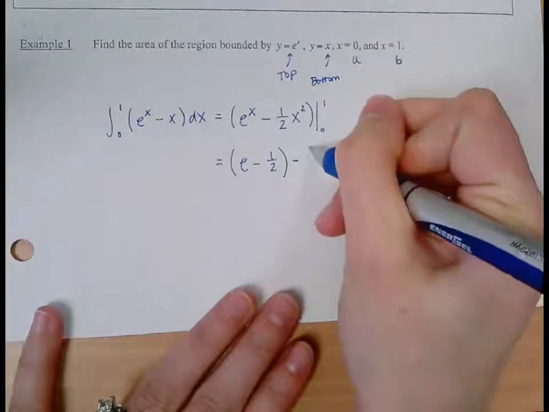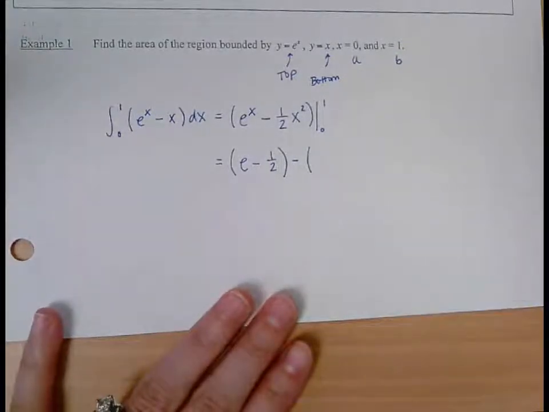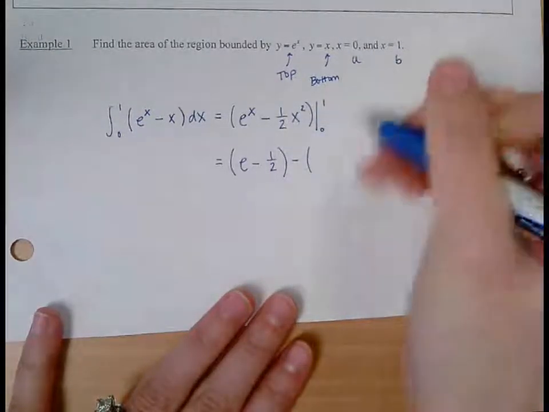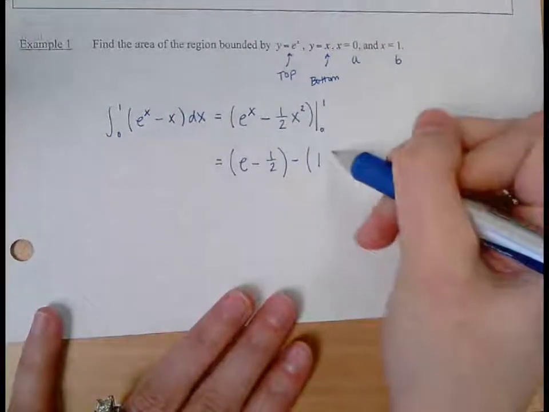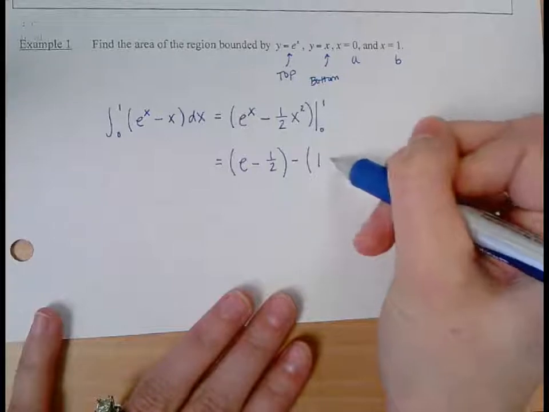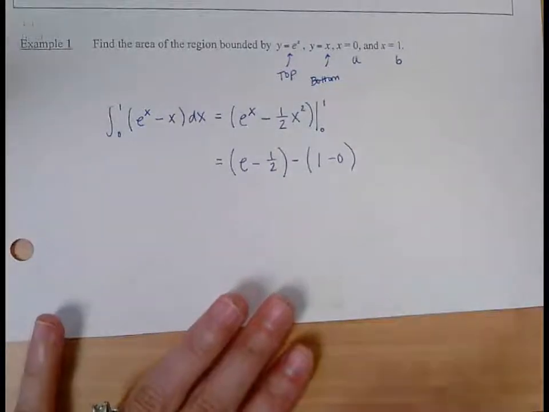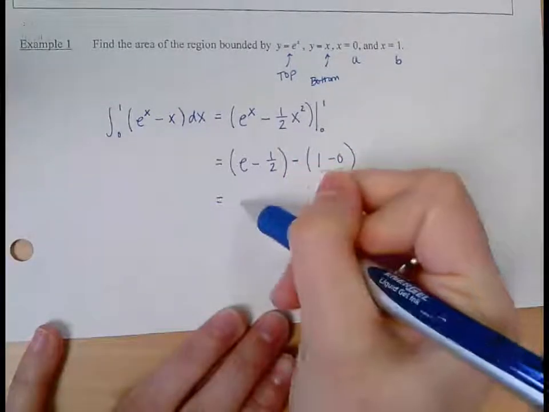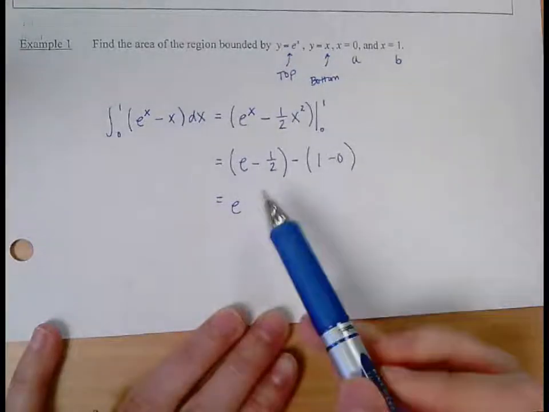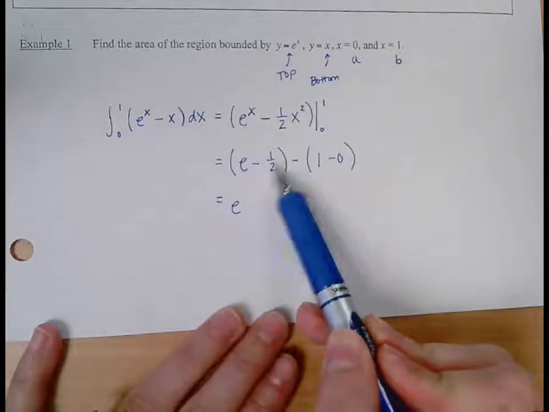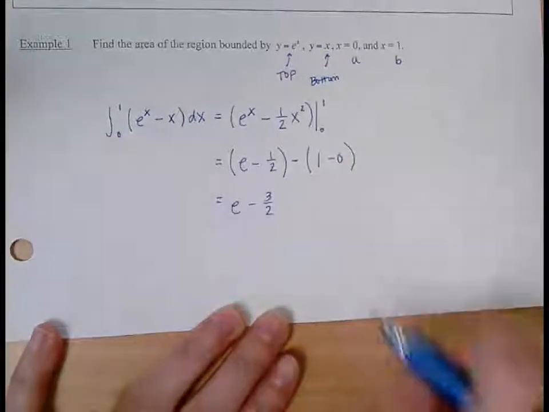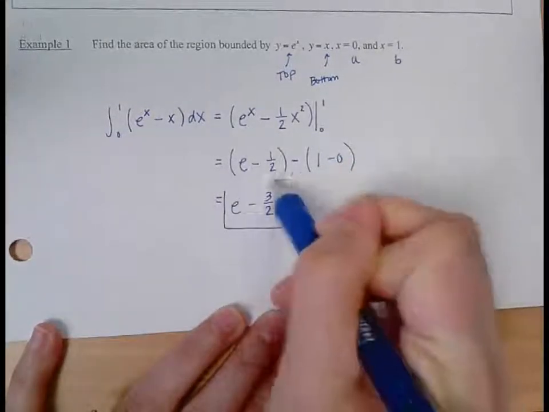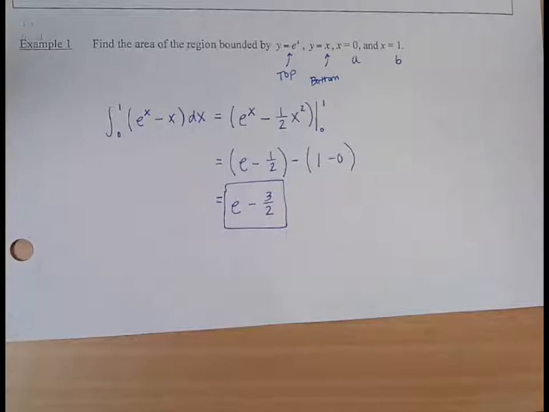And then minus, if we substitute in 0, e to the 0 is 1. And then that's just minus 0, so we just get minus 1, basically. I'll put the minus 0 so we know it's there. So altogether, we have e minus 1/2 minus 1, which would be minus 1.5 or minus 3/2. So this would be the exact value of the area between those two curves on the interval 0 to 1.